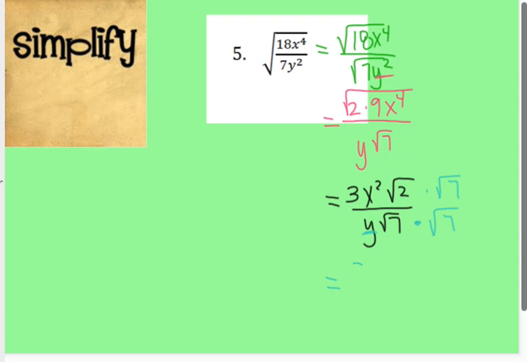So if I simplify, I would have 3x squared. 2 times 7 is 14, so square root of 14 all over. Okay. Well, I would have y, and then I would have 7 times 7, which is 49. Square root of 49 is 7. And I would double check any perfect squares in 14. The only thing that multiplies to 14 is 1 and 14 and 2 and 7. So we are simplified all the way.